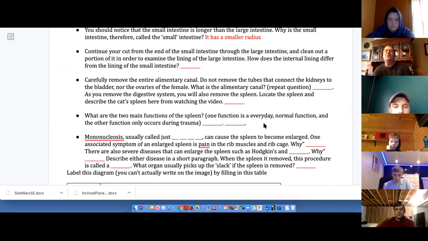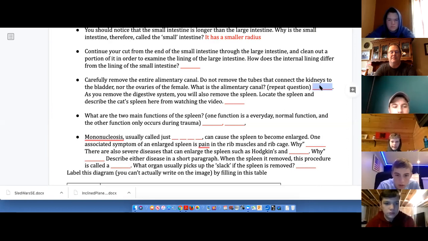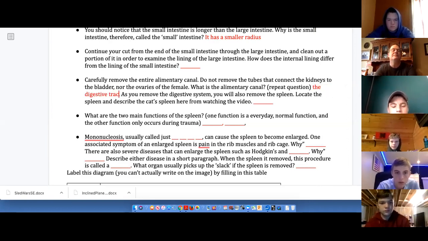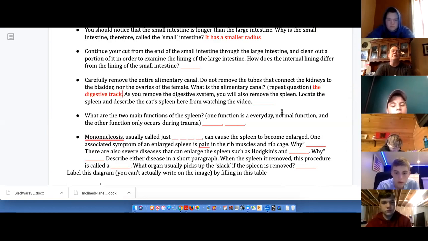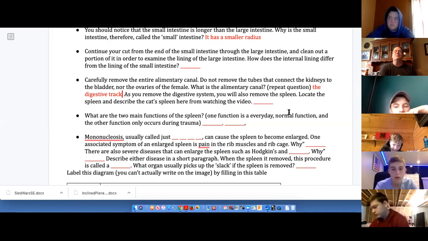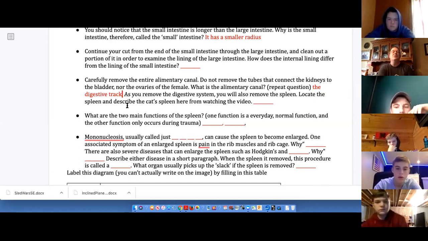Do not remove the tubes that connect the kidneys to the bladder, nor the ovaries of the female. What is, again, the alimentary canal? The digestive tract. Yep. Okay, as you remove the digestive system, you also remove the spleen. Locate the spleen, describe the spleen by watching the video. So again, leave that one to you.